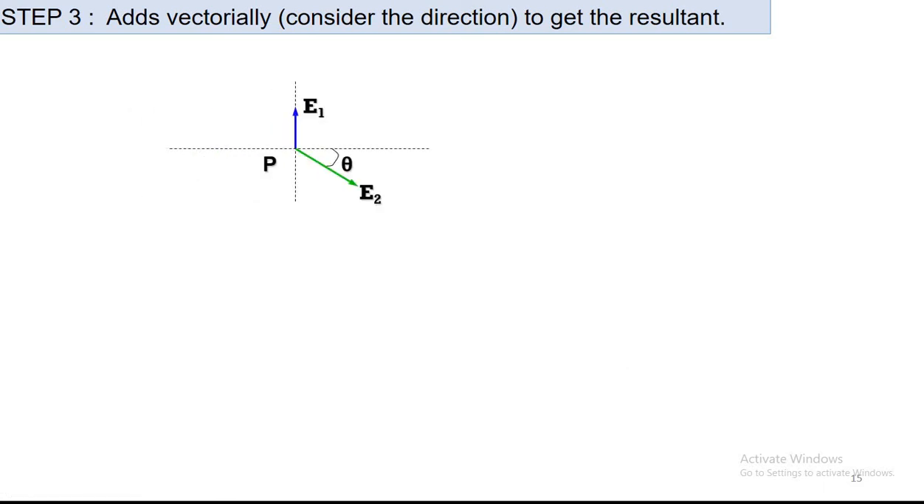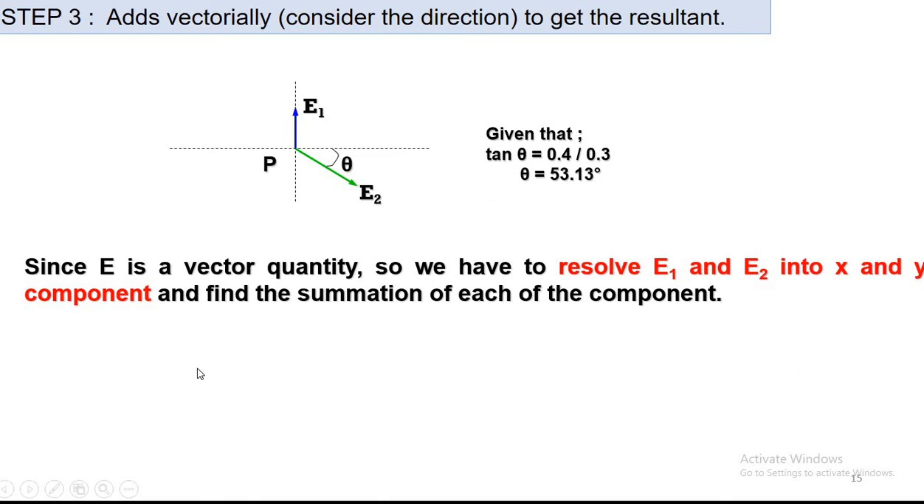Step 3. Consider the direction to get the resultant. Since E is a vector quantity, we have to resolve E1 and also E2 into X and Y components to find the summation of each component. Before you solve the problem, you calculate the value of theta for E2. Tangent theta equal to 0.4 divided by 0.3, you get theta 53.13 degree. You resolve E2 into X component and also Y component.